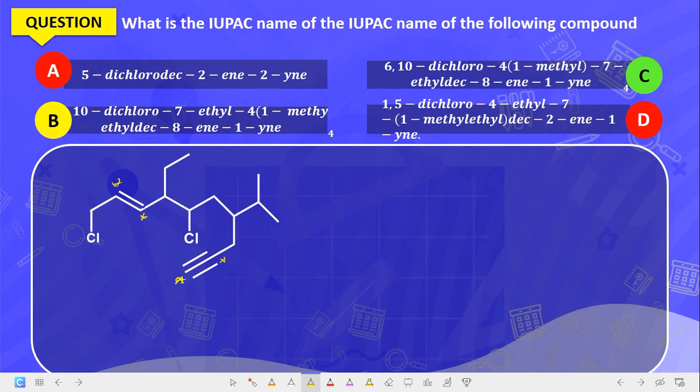Now how many steps do we need to count in the longest continuous chain in order to get to the unsaturated carbon here? This one is 1, this one is 2, here is 1. We just need to count 1 before we get to it. So the one that is closest is the one that we take. Therefore our numbering for this compound, we start from here. So this is carbon 1.